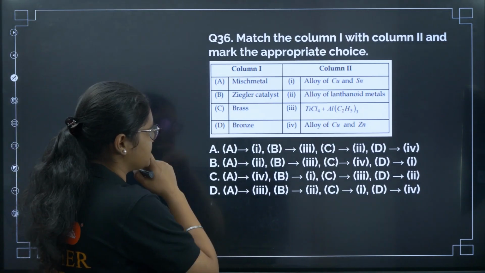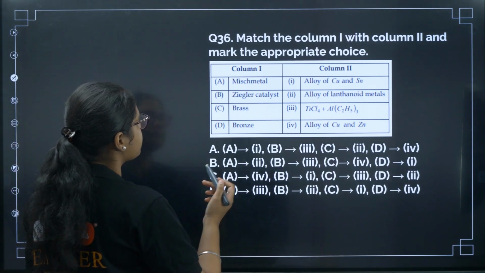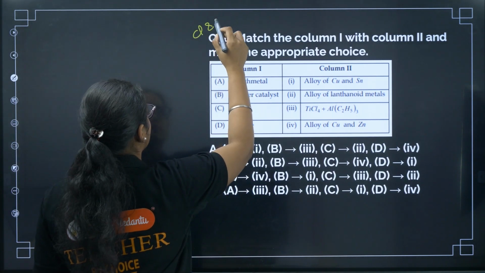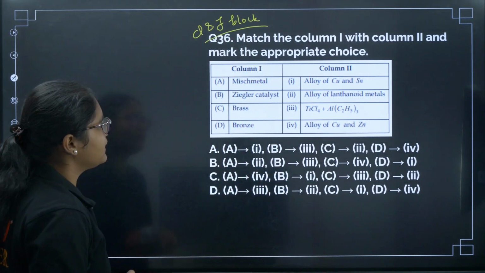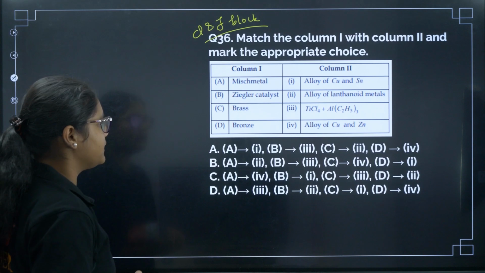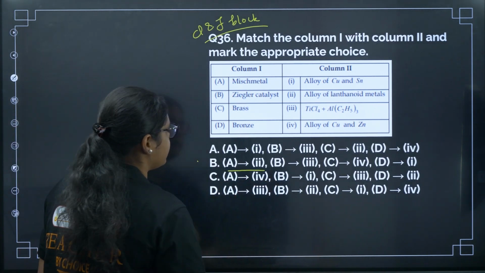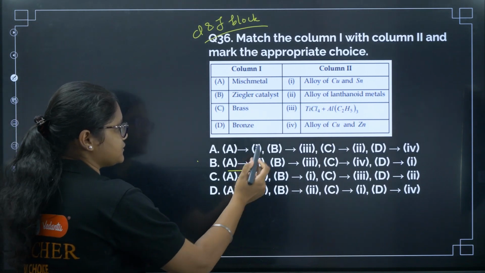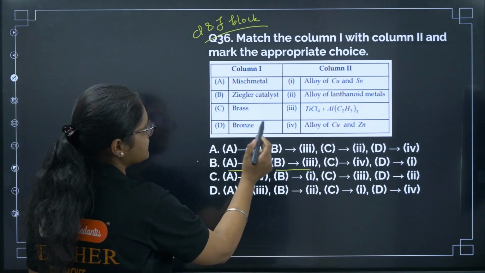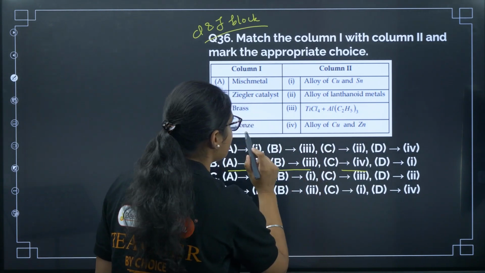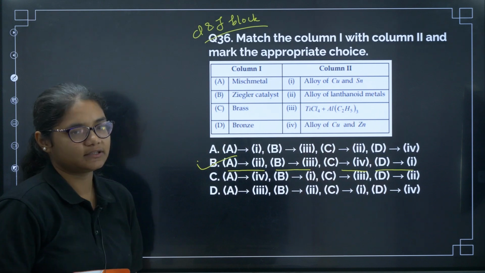Then another match the following is there, again column 1 and column 2. This time it is from your D and F block chapter. Okay, so misch metal, if you know, is an alloy of lanthanoid metal. So A should be 2, and that is the only one option. Then Ziegler-Natta catalyst is your TiCl4 and aluminium, so B equals 3. Then brass is an alloy of copper and zinc, so C is 4. Bronze is an alloy of copper and tin, so D is 1. So the correct answer for this question is option number B.